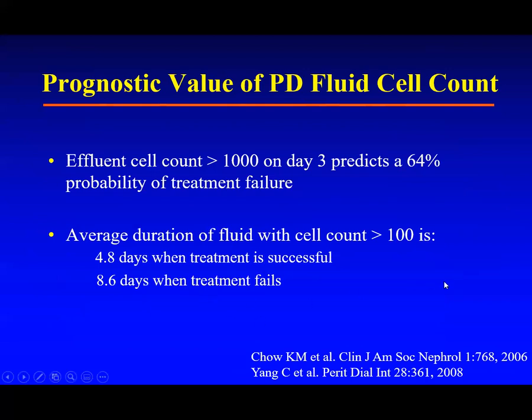What about repeating the cell count on day 3? There is an interesting set of studies that shows that if the effluent cell count on day 3 is in excess of 1,000, then there's a 60 to 65% likelihood of treatment failure. I don't find this extraordinarily helpful because there's still a 35% to 40% likelihood of treatment success, but it does alert you to pay attention to what's going on and maybe check the cell count again on day 5, day 6, and see whether the catheter needs to come out.